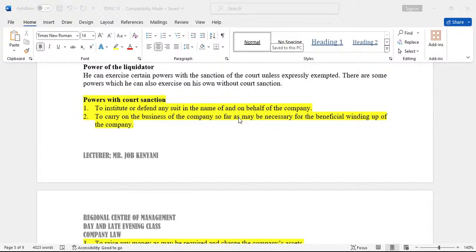And then to carry on the business of the company so far as may be necessary for the beneficial winding up of the company. So automatically when the liquidator is appointed, the top level management, that is the board of directors, will lose their positions. But the employees can end up being retained so far as it is necessary for the beneficial winding up of the company. They are wanted there to liquidate the inventories. The inventories are supposed to be sold, and the money becomes part of the resources for liquidation. So they can still be maintained for the beneficial winding up of the company.